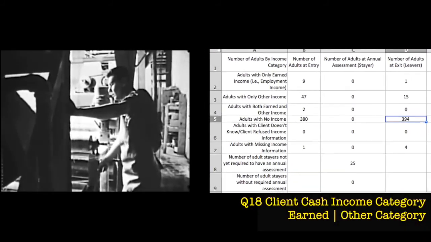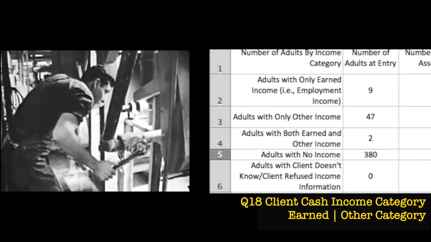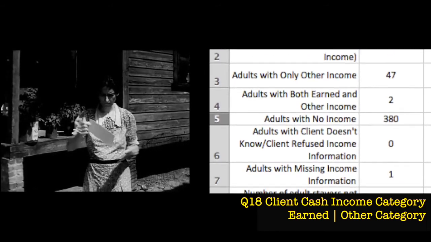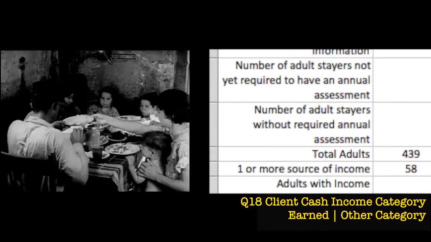Question 18 demonstrates client cash income category, so it lists the number of clients receiving different types of income. You can see if clients are only using earned income to support themselves, if they only have other cash income to support themselves, or if they get both, or if they have none.